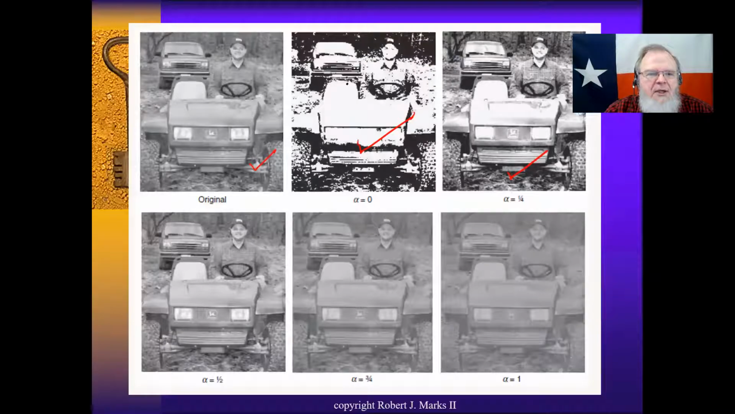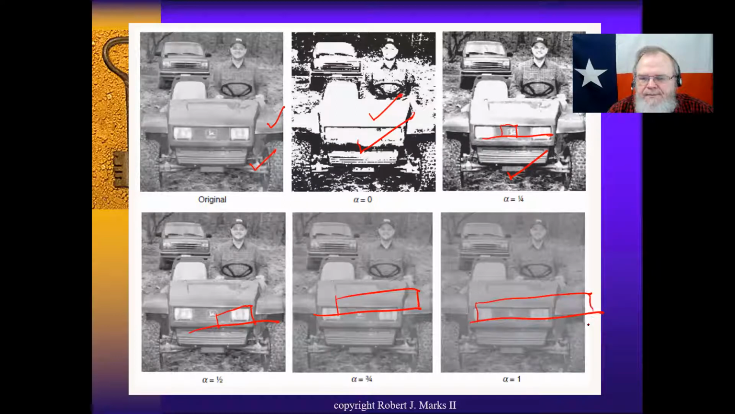So this is an original. This is using alpha equal to 0, corresponding to no noise. This is alpha equal to 1/4, which is just a little bit of noise. This is alpha equal to 1/2, which is a little bit larger. Alpha equal to 3/4, which is a little bit bigger here. And then alpha equal to 1, which is the most noise.